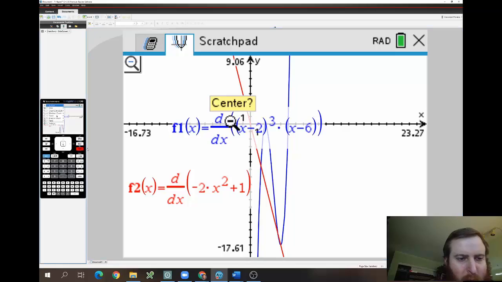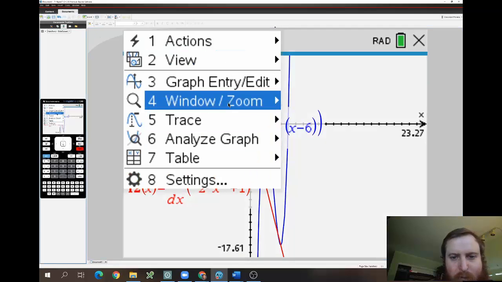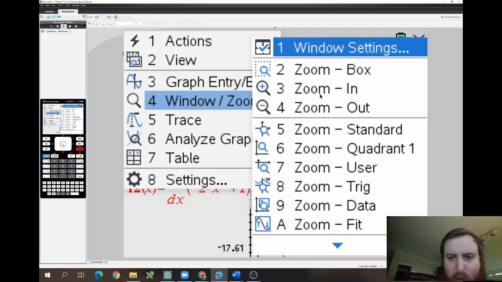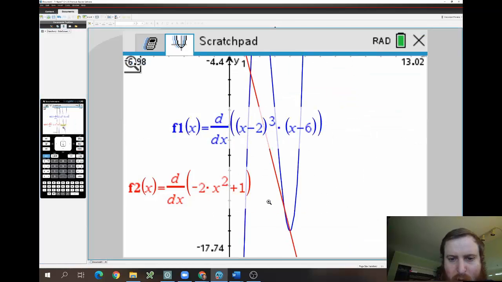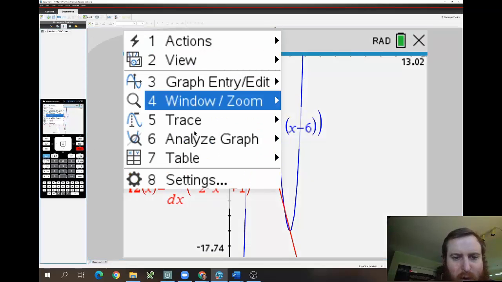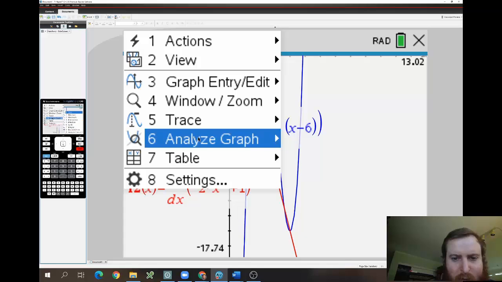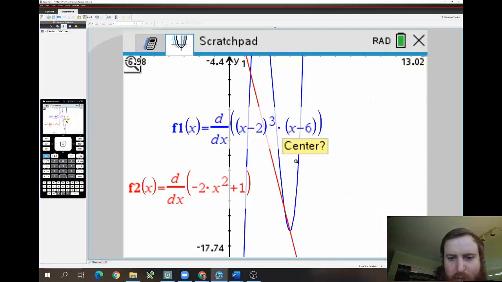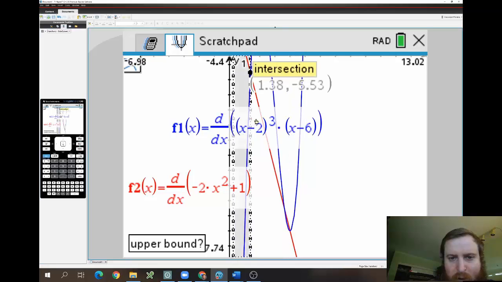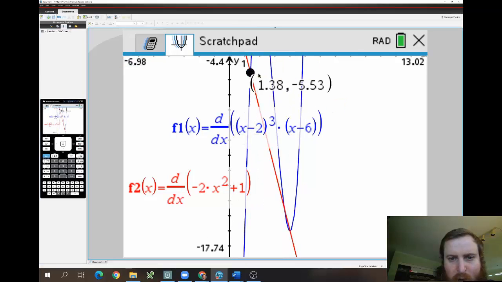So if we want to, we can zoom back in down there. We could go to menu, zoom in, centering around there so we can see this. In this case, it looks like it crosses 3 times. If it asked us for them, we would go to menu, analyze graph, intersection. Go to the left of the first intersection, the right of the first intersection. So it gives us a point there.